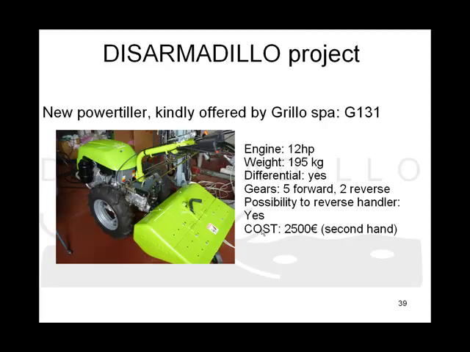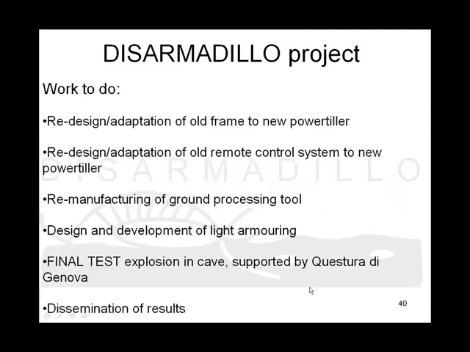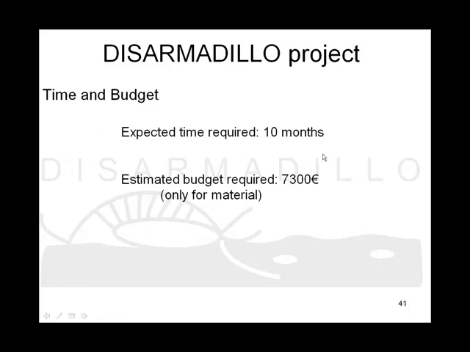So the new machine will be based on a new power tiller kindly offered by Grillo, and which is new, and we want to demonstrate how flexible the design is. So this is the work we have to do, and the time we need is probably 10 months, and the budget required is about 7,000 euros.